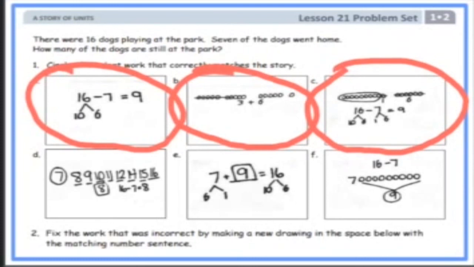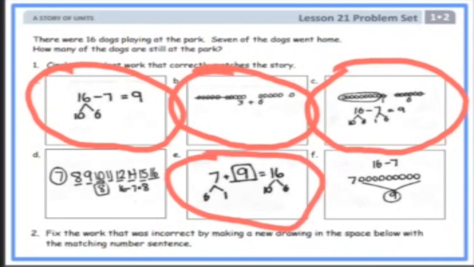Student E, 7 plus box equals 16, and he shared his 7 and the 16, respectively. Now after counting from 7 to 16, he got 9, which is the same answer that we have been getting. So student E is also correct. And the last student for today's class, student F. Whoa, he just counted on straight, 16 minus 7, and he got 9, which is the same answer that we have been getting. So student F is also correct.